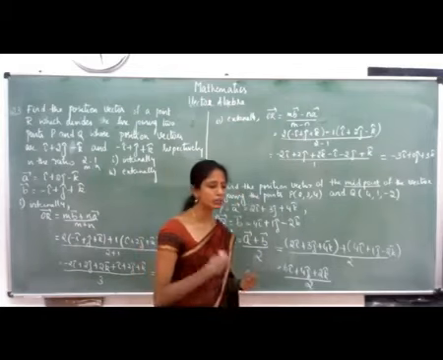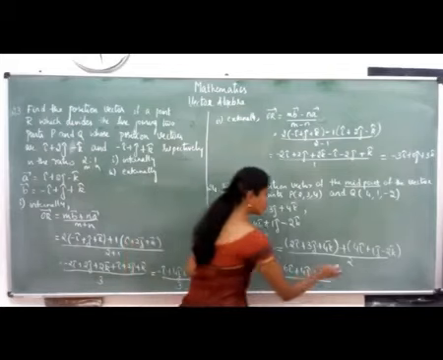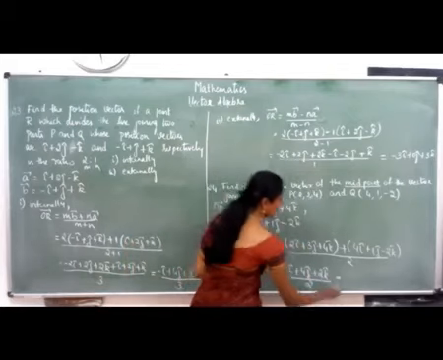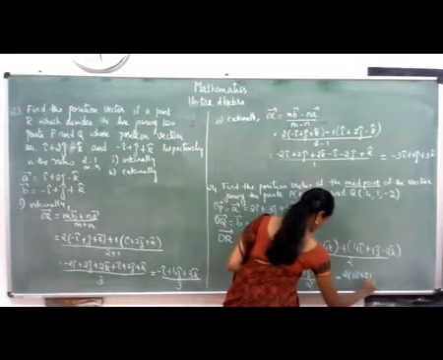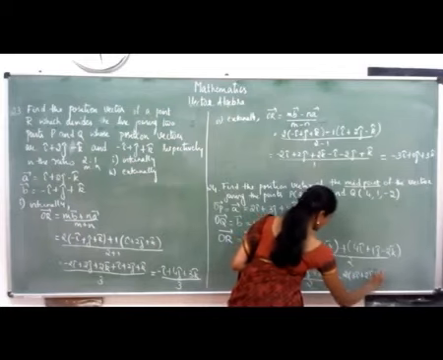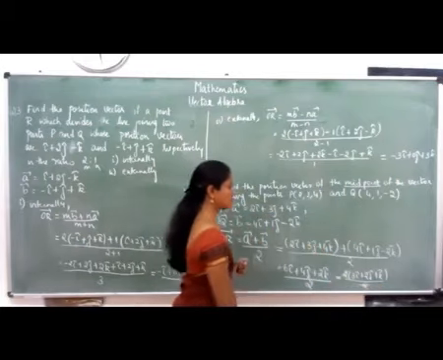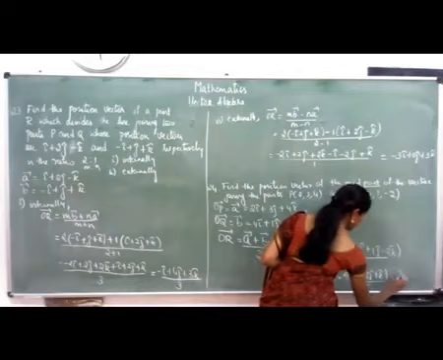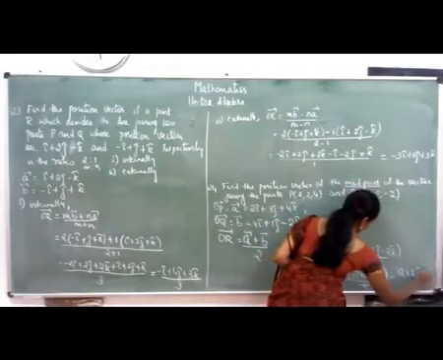So how can you simplify it further? By taking 2 common in the numerator. If I take 2 common in the numerator, I will get 2 times (3i cap plus 2j cap plus k cap), whole divided by 2. So 2 and 2 get cancelled. So the final answer will be equal to 3i cap plus 2j cap plus k cap.